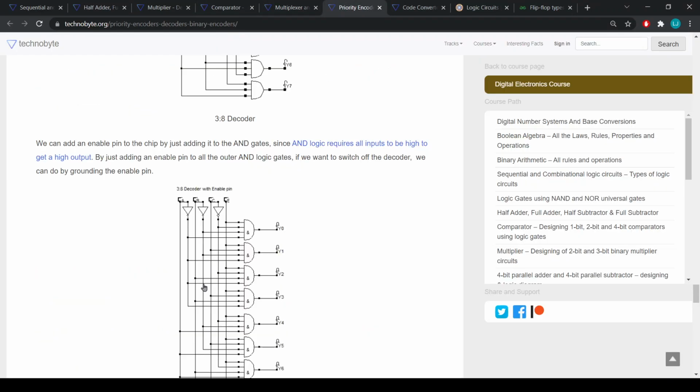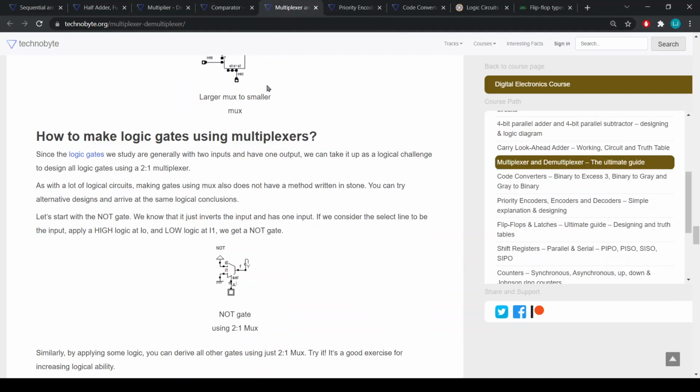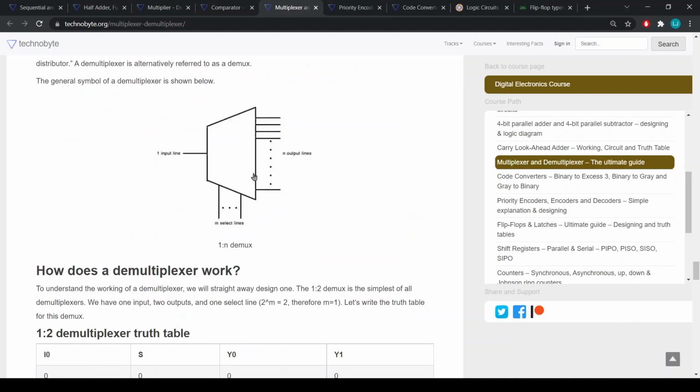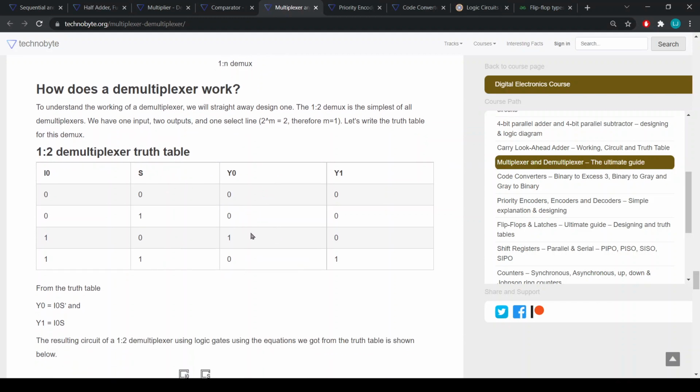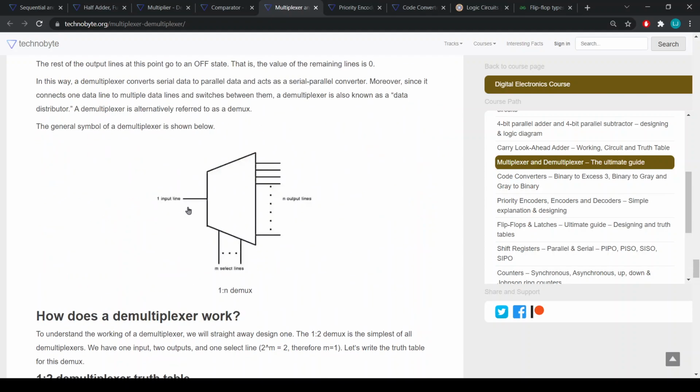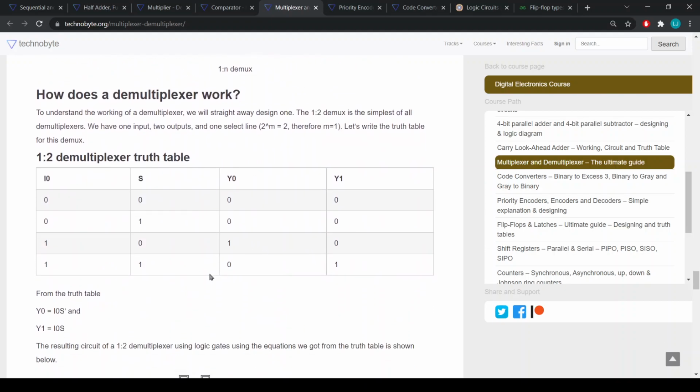Okay, the demultiplexer. The demultiplexer works the opposite way. For example, you have 1 and 0 here as our inputs, and you have a signal of 0, so the output is 1. See that? The output is 1. So it's just the opposite: you have one input and you have multiple outputs.